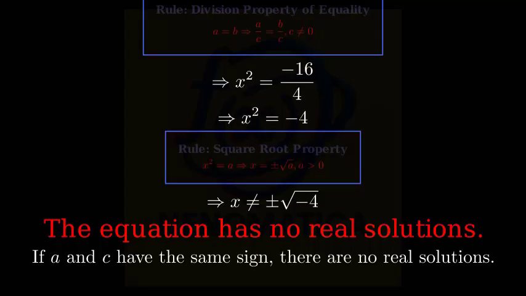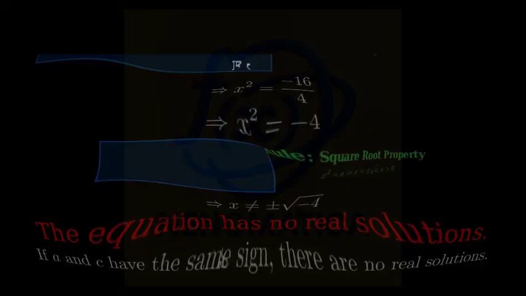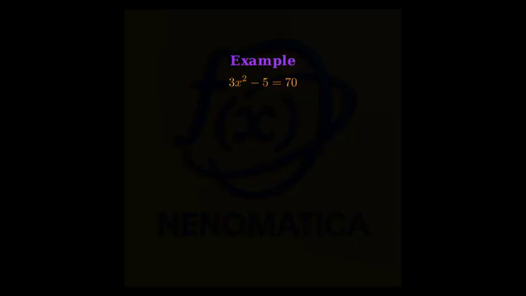Both are positive, so we end up with a negative value for x squared, which has no real solutions. We need to solve 3x squared minus 5 equals 70. First, we need to isolate the term with x squared on one side.